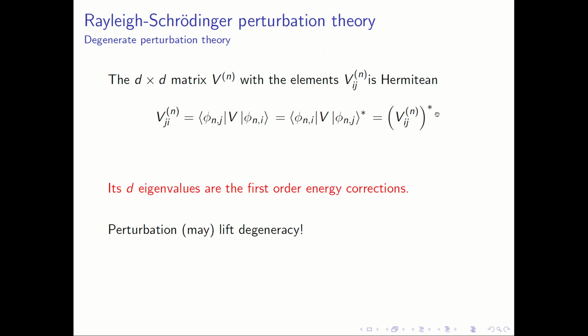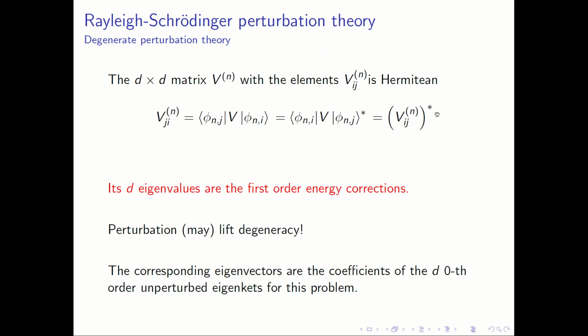Well, these eigenvalues may be distinct. If they are all distinct, then of course the d energies, which were energy eigenvalues which were all equal for H0, will no longer be equal after perturbation is applied. So, perturbation may lift degeneracy. Note the word may, because it might so happen that some of the eigenvalues of V, this d by d matrix, may still be equal to each other, and so then we will persist with some amount of degeneracy.